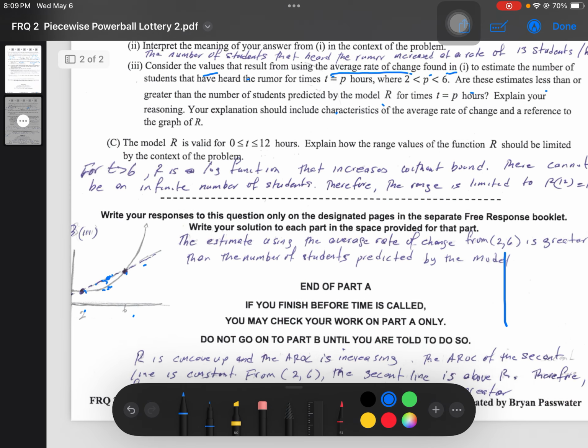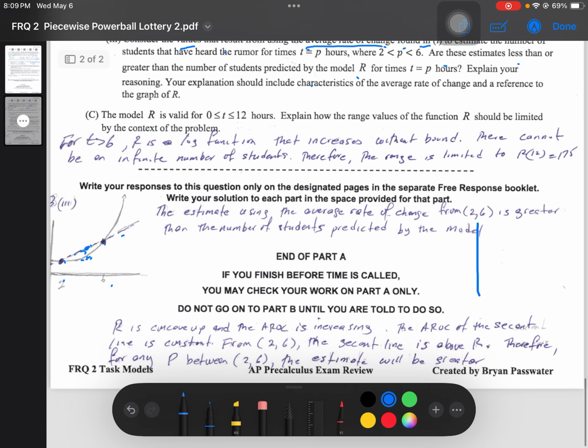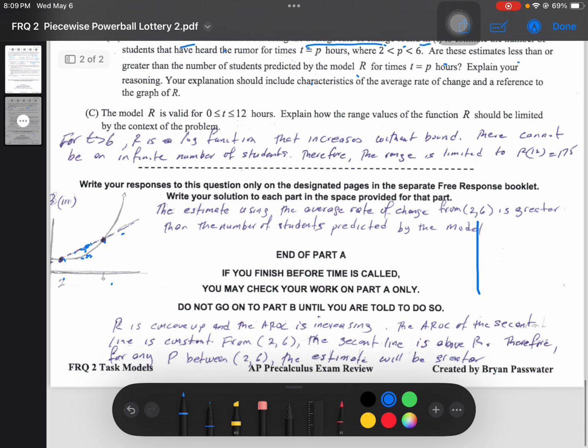Okay, I need to turn this TV off. My next part is, again, the reason why I'm going to say that the estimate is greater is because the secant line is above R. But where is the secant line above R? You must say that it's between 2 and 6. So from 2 to 6, the secant line is above R. I'm going to say that too.